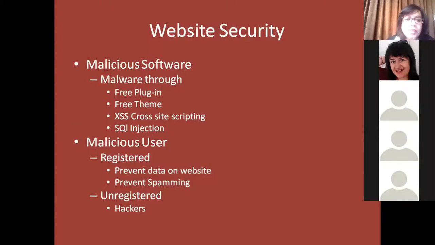Website security, we looked into two types of security threats that we have. One is a malicious software and one is of a malicious user. So for a malicious software, it could be through a free plugin, a free theme that could be infected. Most of the times, the freely available themes and plugins on the internet are infected with a hidden malware. So you should always be sure of what you're uploading.